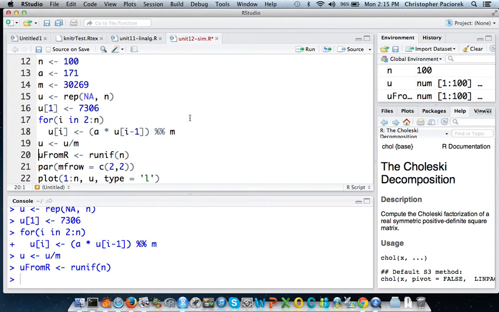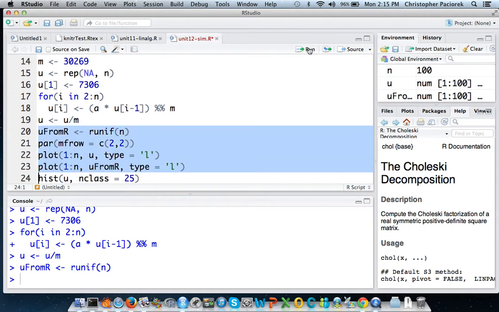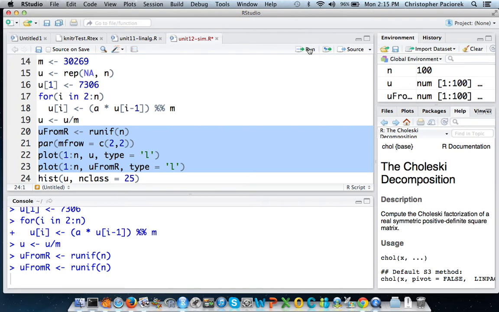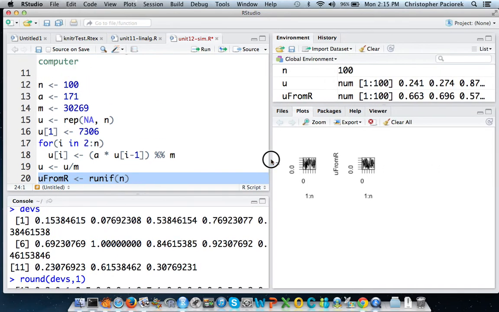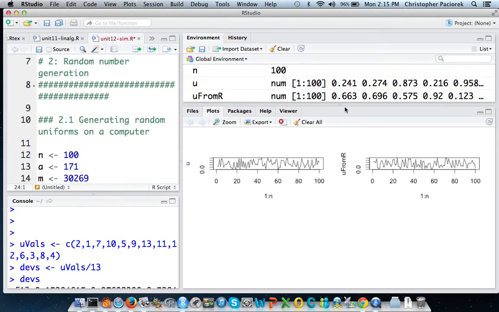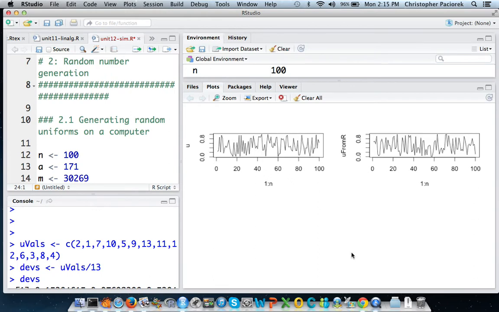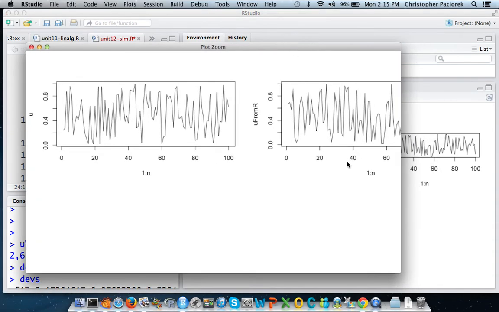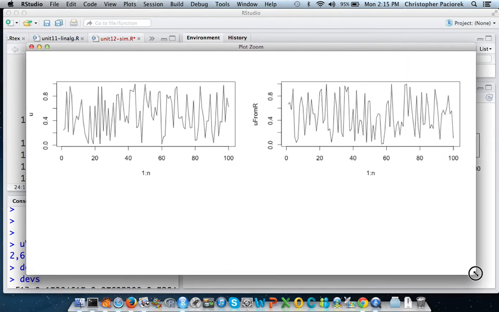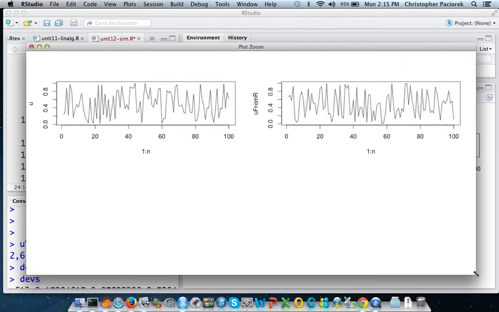And so if I do this, I can now do a plot that looks over iterations, over the number of random numbers that are generated. And we can see what it looks like. Maybe I'll zoom in here so that helps a little bit. So if we look at this, what is it that we are looking for? What are we hoping this to look like if this truly is generating random uniforms?